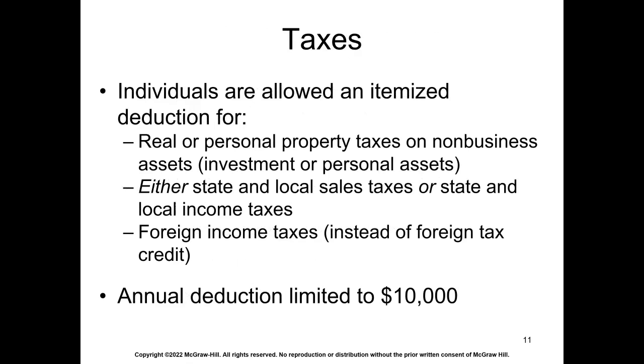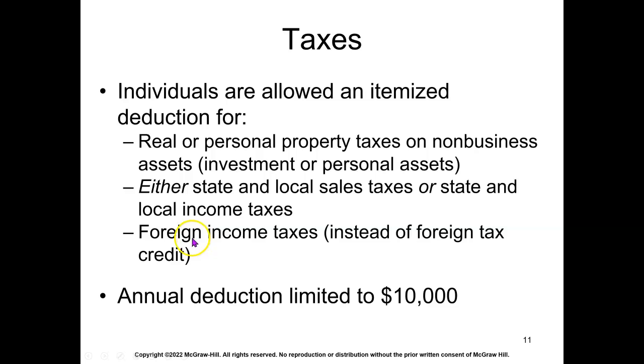Then they talk about taxes. Individuals are allowed an itemized deduction for real or personal property taxes on non-business assets. So wherever you live, if you pay property taxes on it, and your vehicles, even trailers and things that are not part of a business, you can get the tax there. And this next one is important. You either get your state and local sales tax, or you get your state and local income taxes. Currently, this is something that changed not for the better: if you take your state and local income taxes, it's limited to $10,000. So that's one change that did not really help the taxpayer.